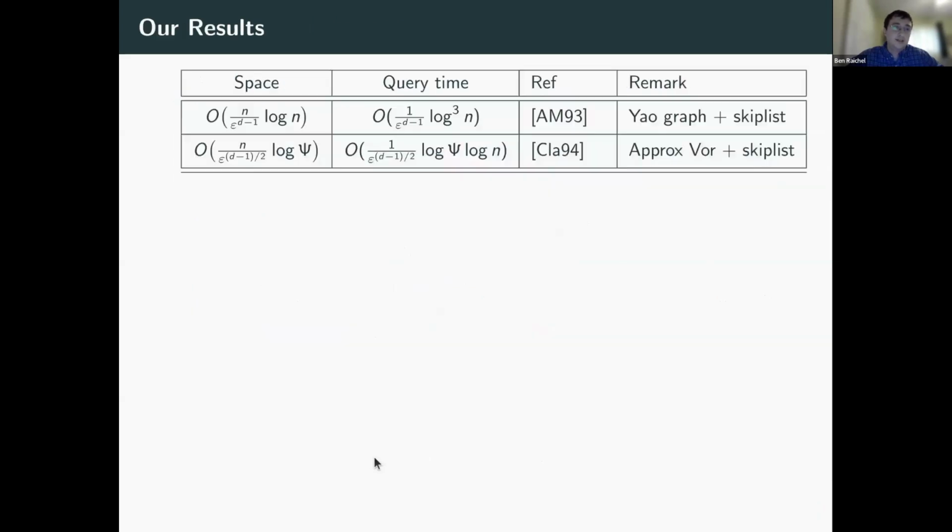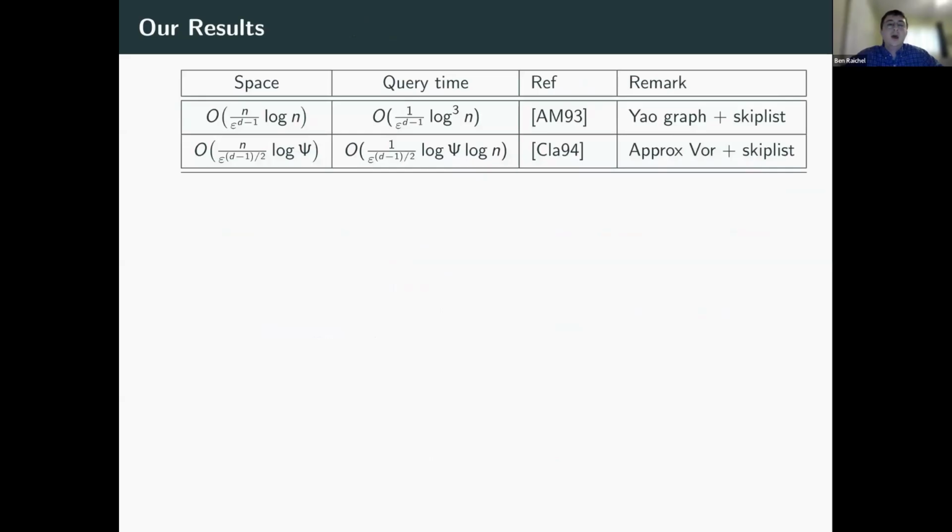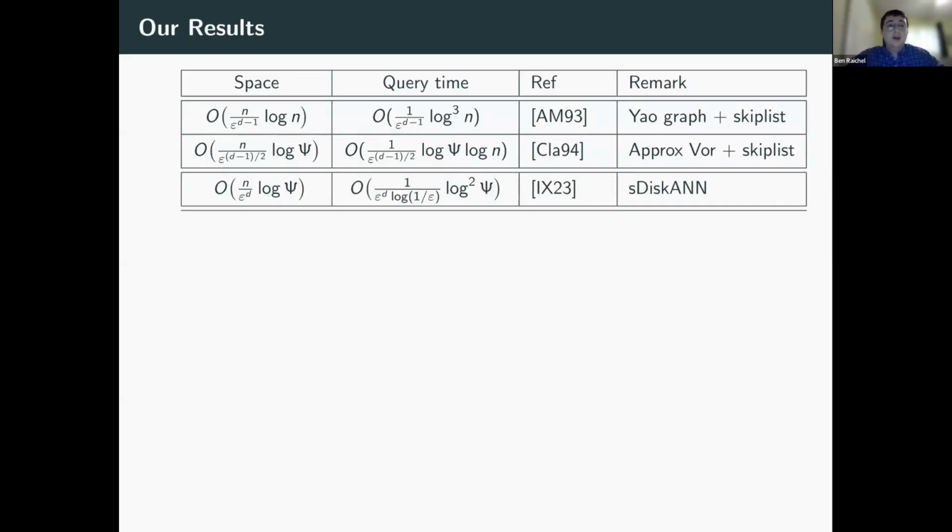Good. Okay, so that's S disk A and N, okay? So that's all prior work, right? So what do we do? As I said, there are some results on graph-based nearest neighbor search that go back to the 90s. I'm sure there are other results; I'm just listing some here. There is the Indyk and Xu analysis of this variant of DiskANN, which gets this space and query time.